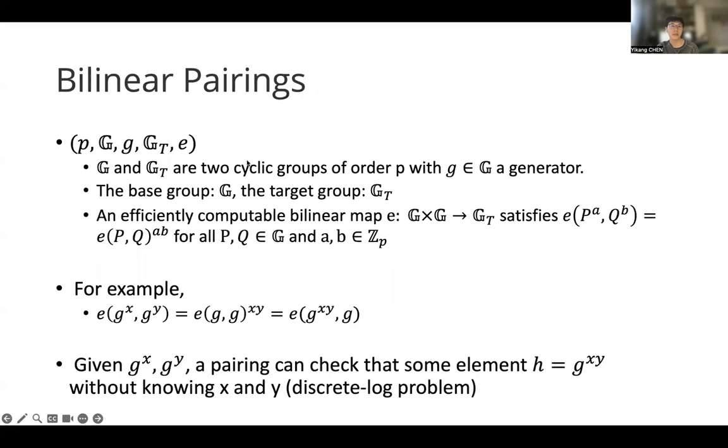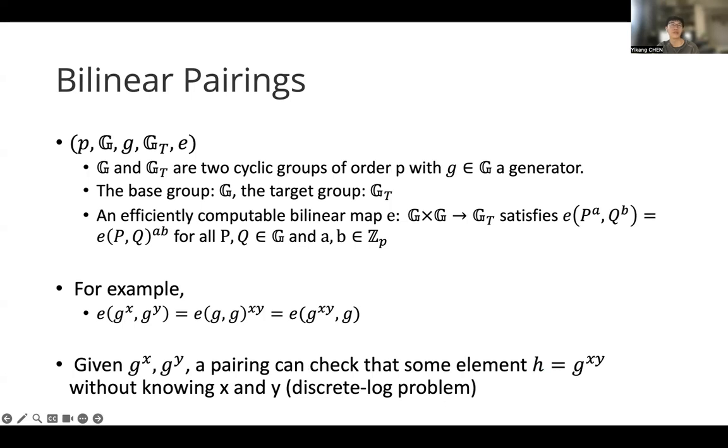Then there is the bilinear pairing. As known, with the definition of generator, we have a well-known problem called the discrete logarithm problem. Given y, it is computationally hard to find x such that g to the power of x equals y. And also the Diffie-Hellman problem. But bilinear pairing gives the ability to compute g to the xy, given g to the x and g to the y, without knowing x and y.